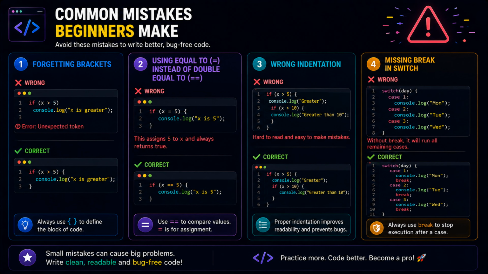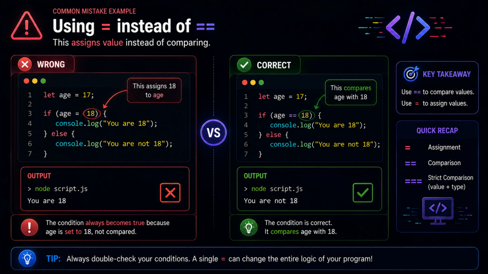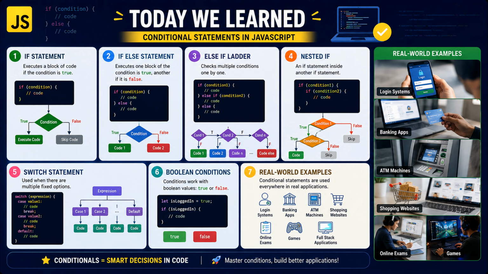Common mistakes beginners make: forgetting brackets, using single equal to instead of double equal to, wrong indentation, and missing break in switch. Example: if (age = 18). This assigns a value instead of comparing.